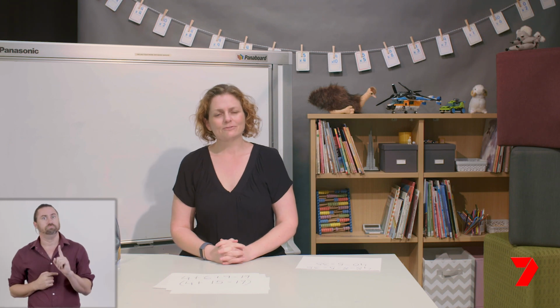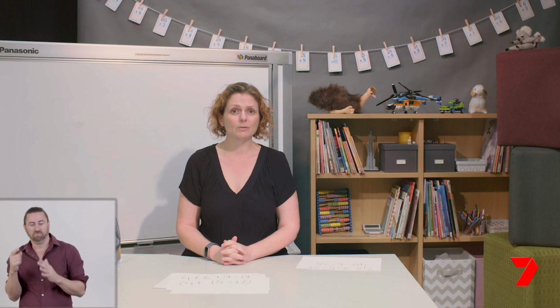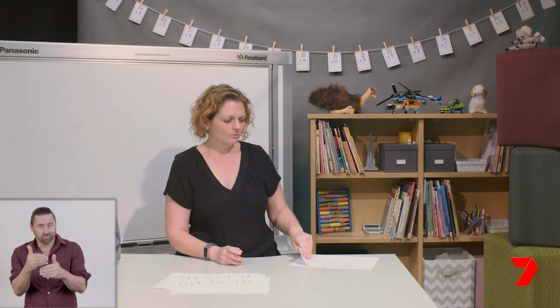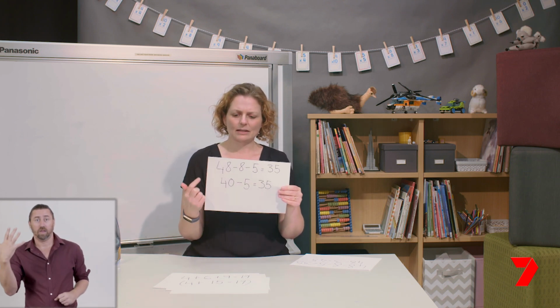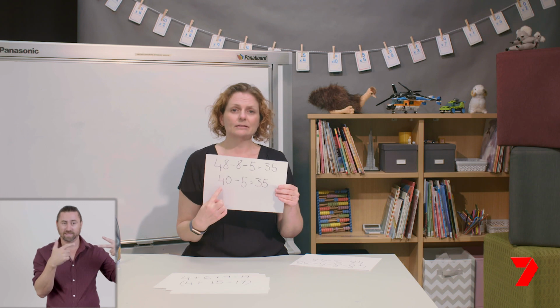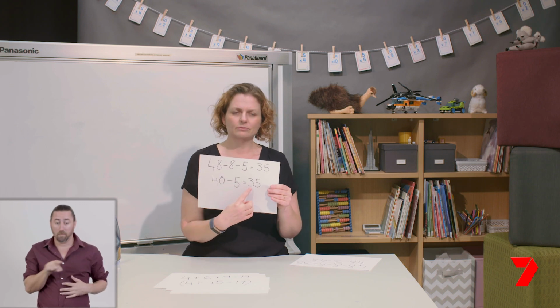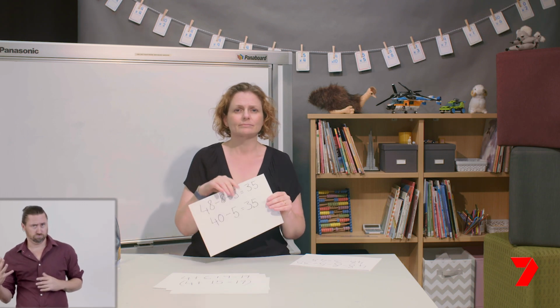But things are different when we look at subtraction and division. The order in which we operate does influence our answer. For example, 48 subtract 8 subtract 5. 48 subtract 8 is 40. Subtract 5 is 35.